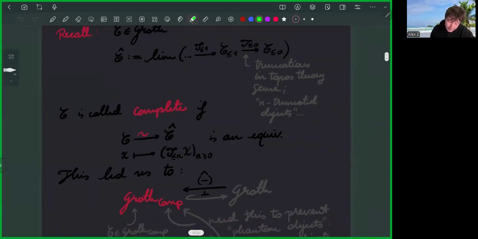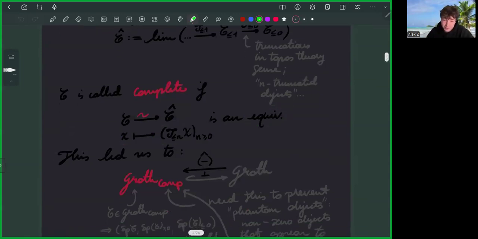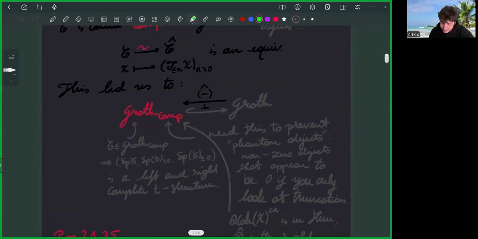In particular, what we say is that C is called complete if the canonical map from C into this completion, which is just mapping X into the sequence of truncations, is an equivalence. Okay, so that was this thing here. Let me remind you also that this gave us this full subcategory on complete Grothendieck pre-stable categories, right? And we had a left adjoint to the fully faithful inclusion of Grothendieck complete categories into Grothendieck pre-stable categories. So this had a left adjoint, which is just this completion functor.